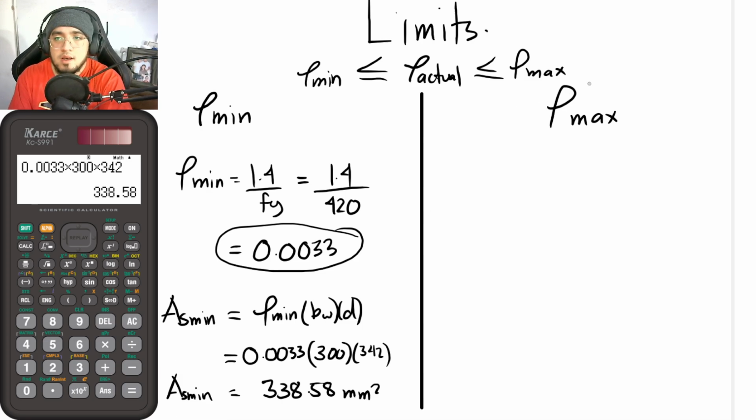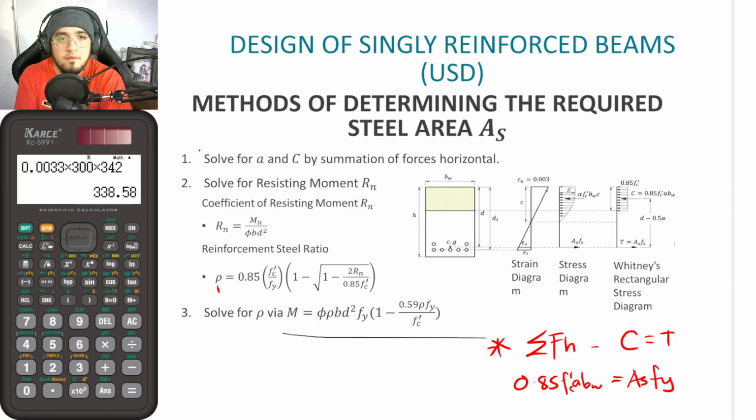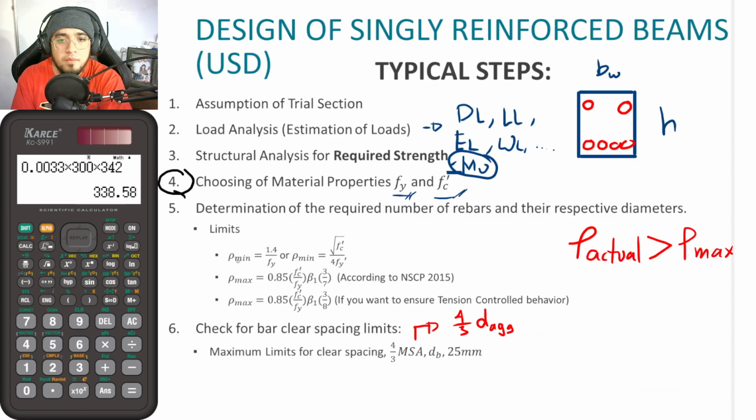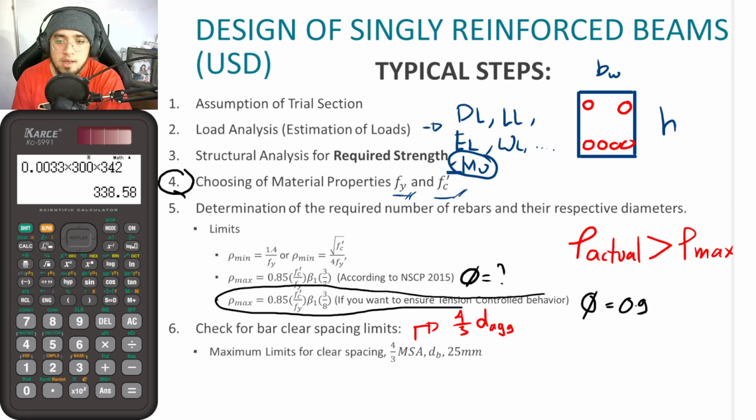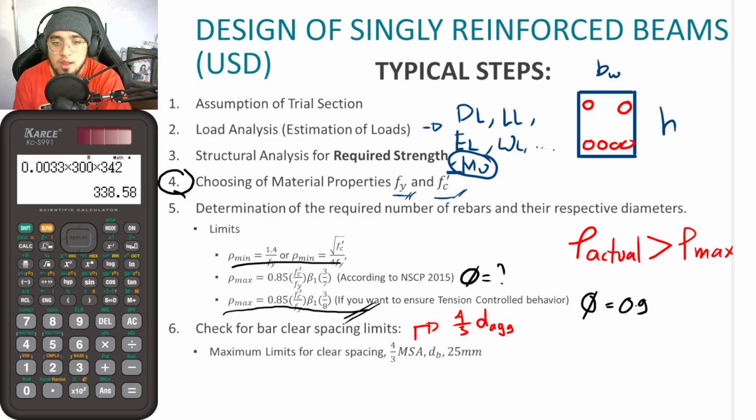Then for rho max, we actually have two to choose from. It is either rho max here or rho max here. But I would rather choose the third equation in order to ensure that it is really tension controlled, since I have used a value of epsilon equal to 0.9. If this is the rho max that you will be choosing, you will still solve for the value of epsilon. Besides, if we make use of this as our rho max, it is still within the code.